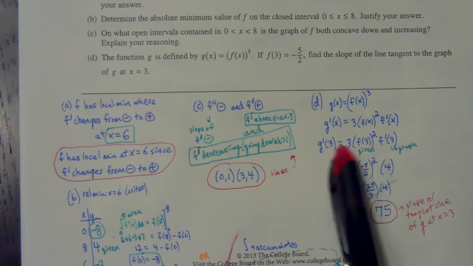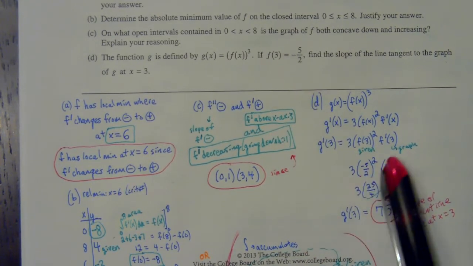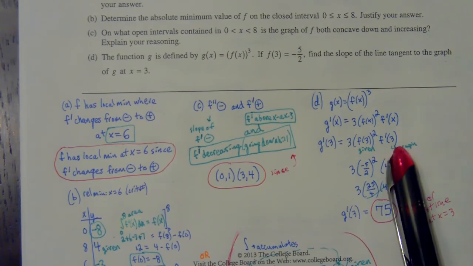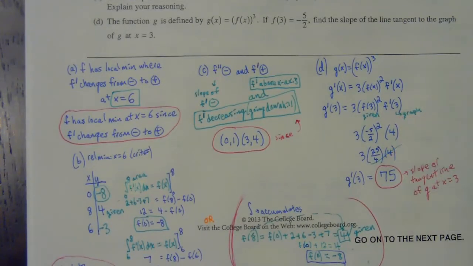Now, f of 3, they told us flat out that was equal to negative 5 halves. So that's where that came from. And in f prime of 3, that means on my derivative graph at x equals 3, what's the y value? So now if this is my f graph and they're asking me for f prime of 3, I've got to look at that f graph and figure out what the slope of that is. So they'll probably give me a line segment. I'll do the slope of the line and I'll put that right there.